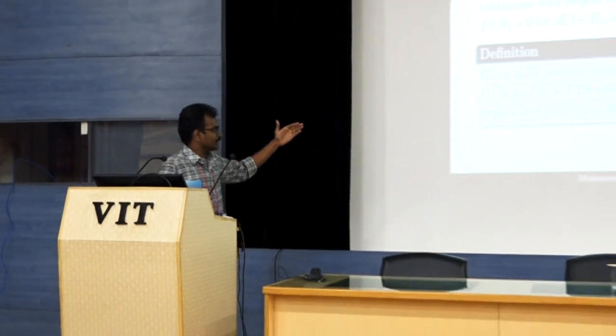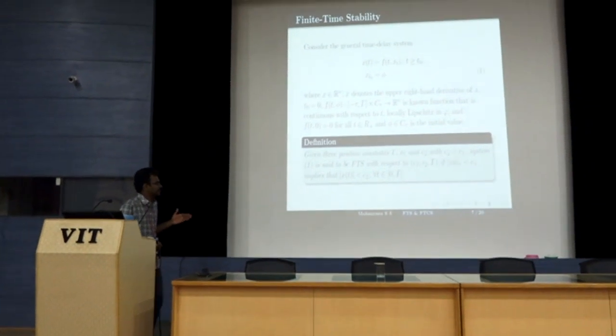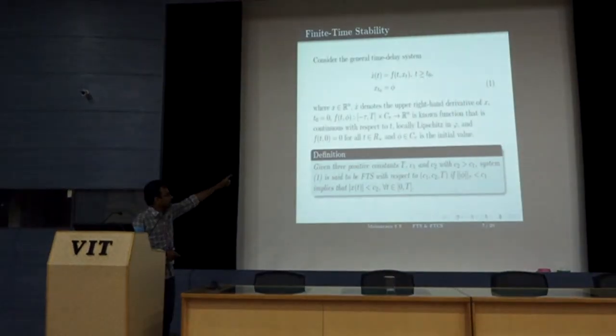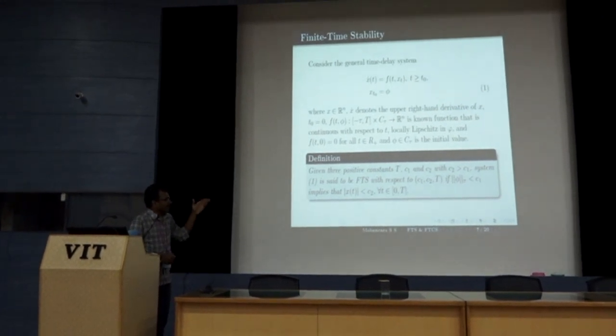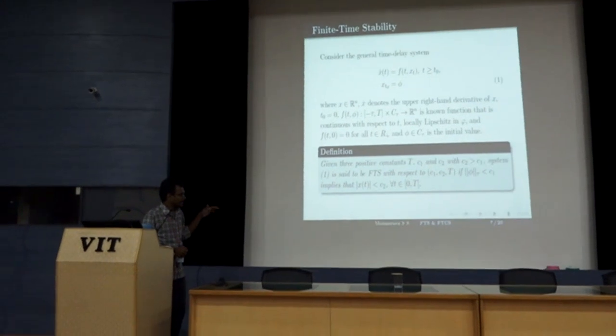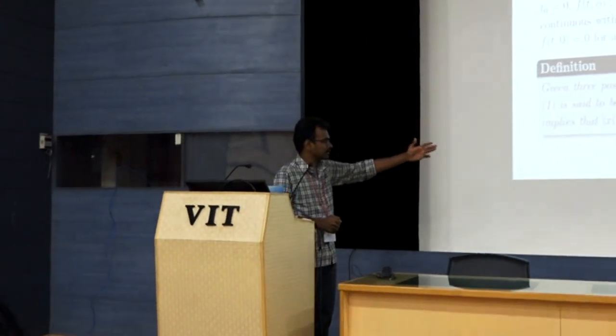This is the definition for finite time stability. I am taking the general time delay system, and this is the mathematical definition. Given three constants T, C1 and C2 with C2 greater than C1, my system 1 is said to be finite time stable with respect to these constants if the initial condition phi less than C1 implies that x of t less than C2 for all t belonging to the closed interval 0 comma T. We will see more about this, and similarly we define finite time contractive stability.